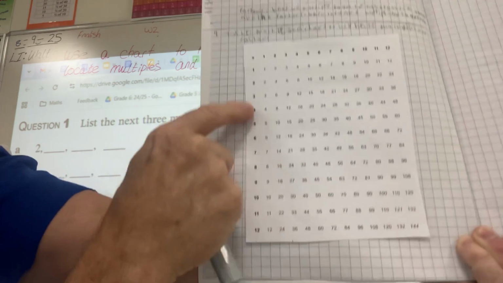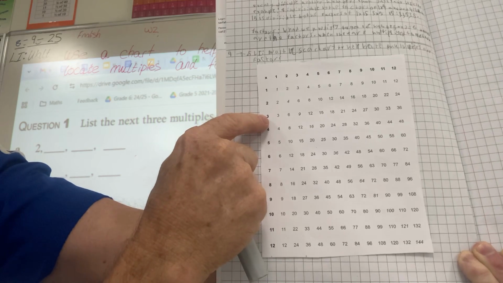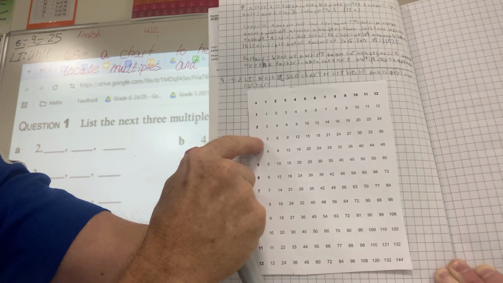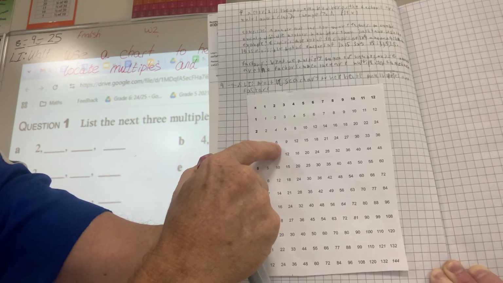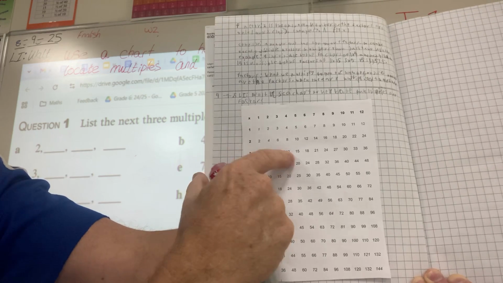Going down, it's the same situation. So the whole point of this, if I wanted to know what 3 times 3 is, I've got 3 here, and I go across. 3 times 1 is 3. 3 times 2 is 6. 3 times 3 is 9. So my multiples, I can learn them that way.